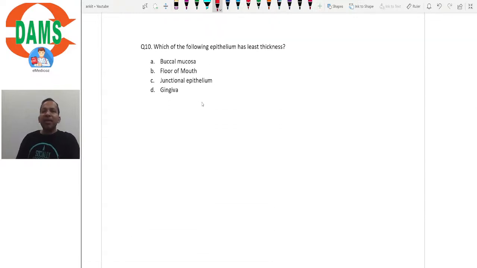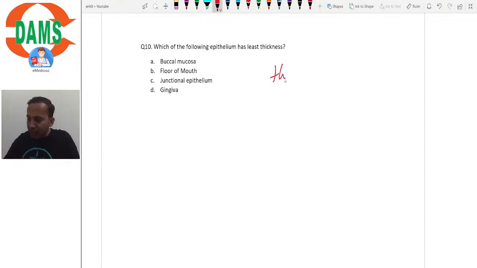Which of the following epithelium has least thickness? Since we are just practicing, that's why I included a question where we can have more than one option correct. So we should always study the options and the questions well, so that we know exactly what it is asking about. Which of the following epithelium has least thickness? So which of these is the thinnest epithelium?